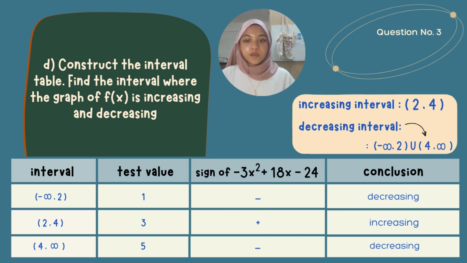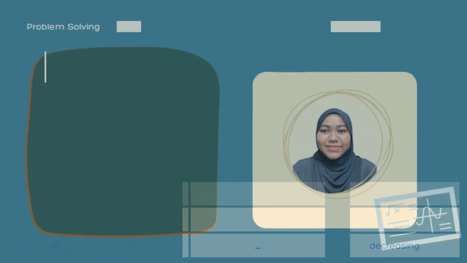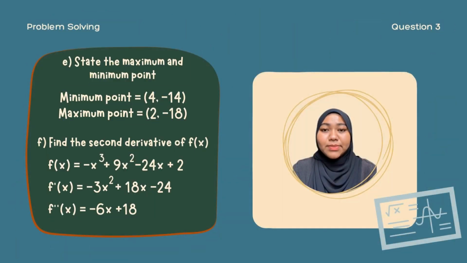And the last one, 4 to infinity. The test value is 5. The sign is negative, and it is decreasing. So the increasing interval is 2 to 4, while the decreasing intervals are negative infinity to 2 and 4 to infinity. Next, we have the minimum and maximum points. Minimum point we got (4, negative 14). Maximum point we got (2, negative 18).